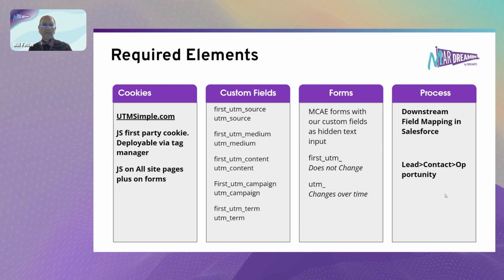And then forms, we need to create Account Engagement forms with the custom fields as hidden fields in the text input. And as I mentioned, the first one doesn't change. We let the second one change over time. We'll get to how that looks in a moment. And then the process is that we have downstream field mapping in Salesforce from lead to contact to opportunity. Now, the idea of this is that we have an attribution that relates net new prospects that are coming into the system to our prospects, and we're able to capture that forward to opportunities.